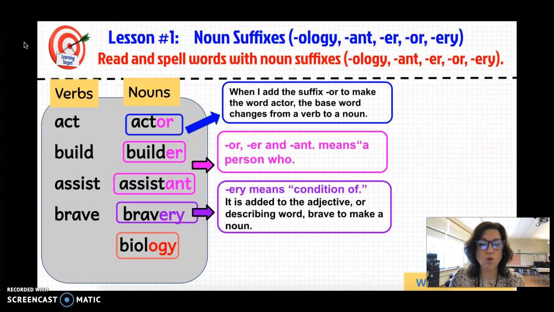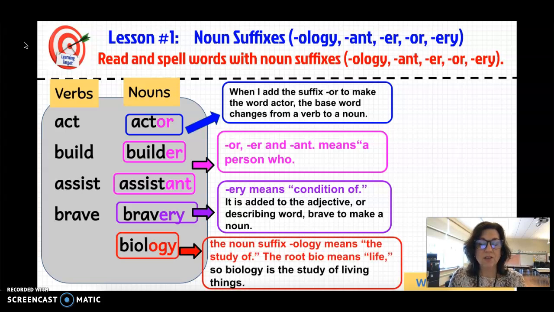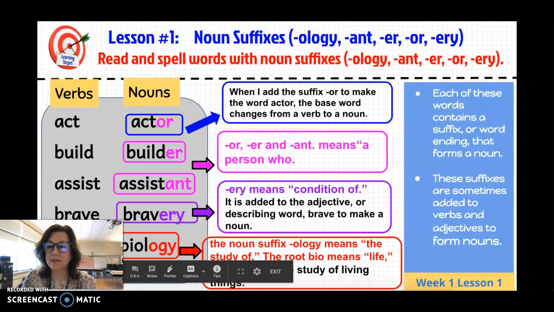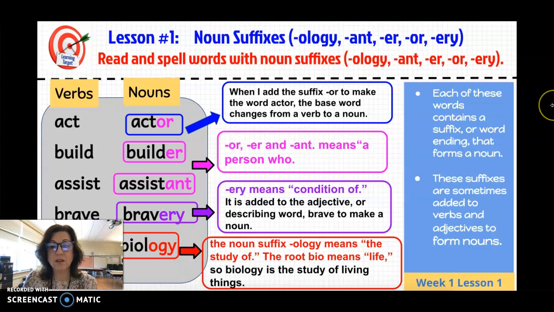Then we've got the OGY at the end. So the noun suffix ology means the study of. So the root bio means life. So biology is the study of living things. So each of these words contains a suffix or word ending that forms a noun. These suffixes are sometimes added to verbs and adjectives to form nouns.